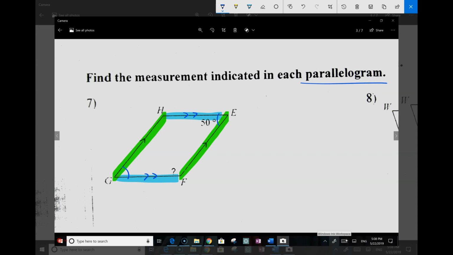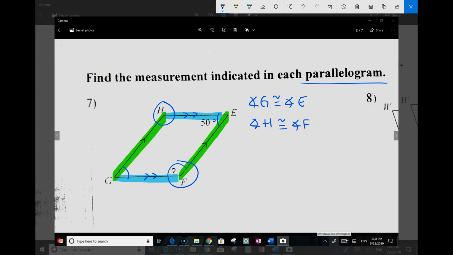And visually, you might be able to see this as well. Opposite angles are congruent. So angle G is congruent to angle E, and then angle H is congruent to angle F. So if we have to figure out what the value of angle F is, which is that one right there, what we have to understand is that angle H is exactly the same thing. So we have two of a kind.